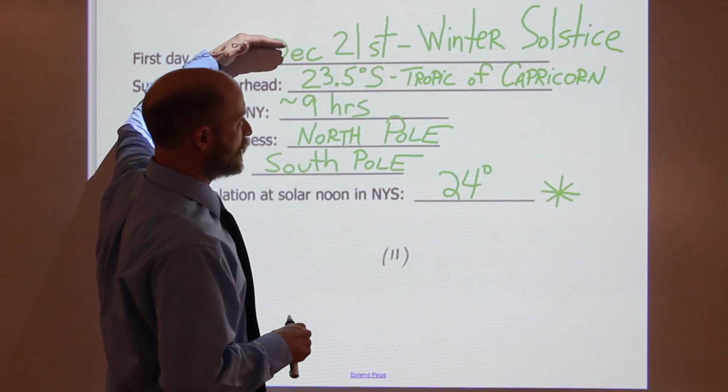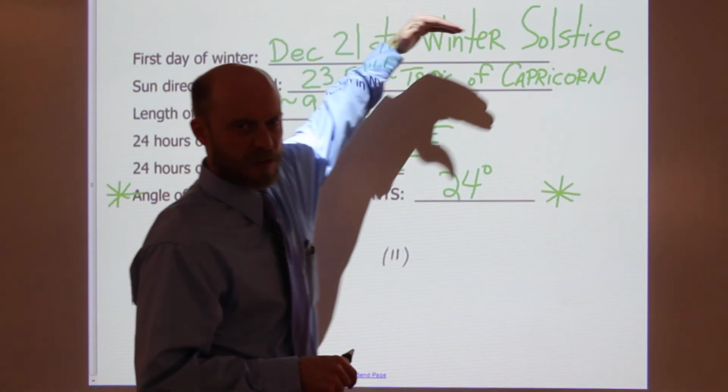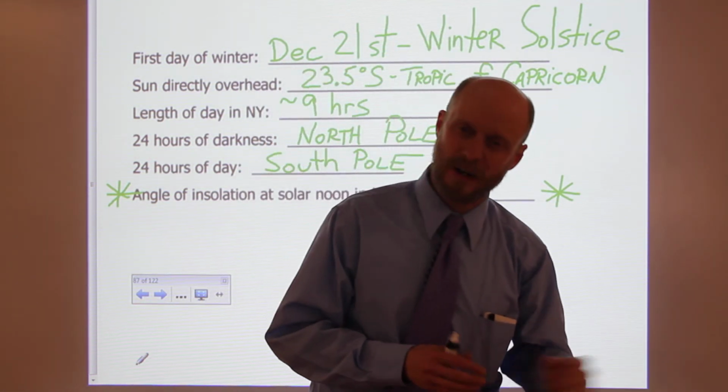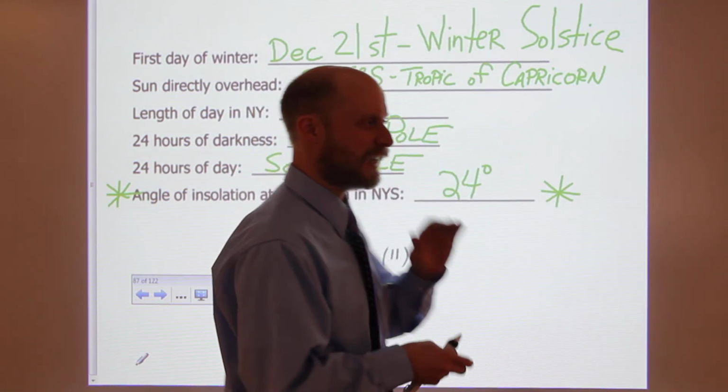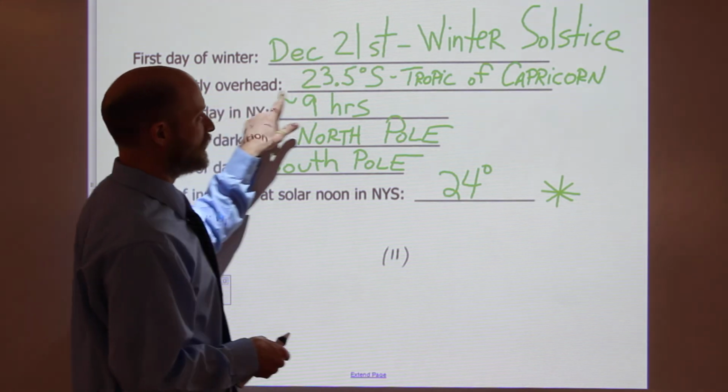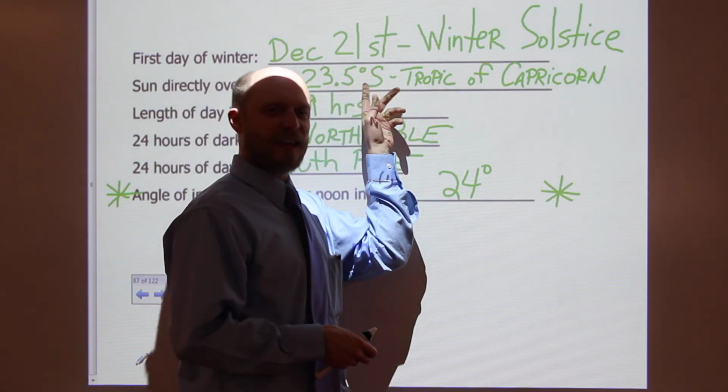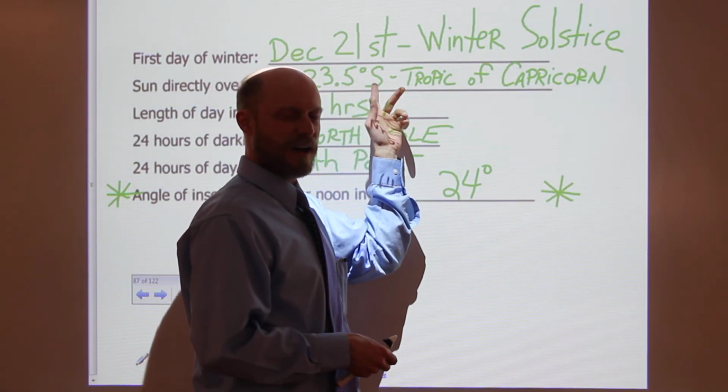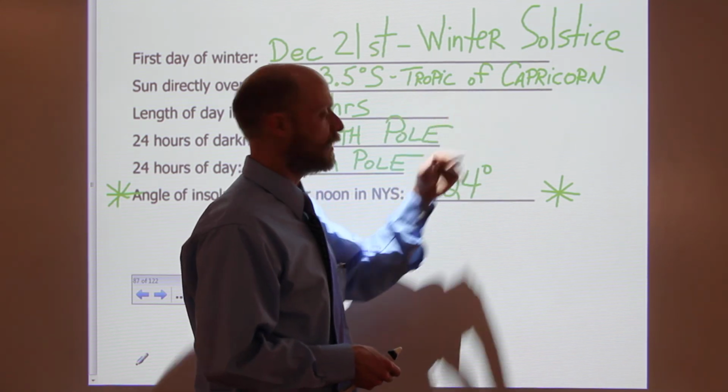First day of winter season is December 21st. It's called the winter solstice. Some years it can be the 20th, some years the 22nd, but most of the time it's the 21st of December. The sun is directly overhead south of the equator, 23.5 degrees south. It's called the Tropic of Capricorn.